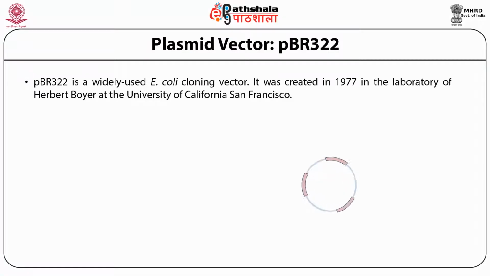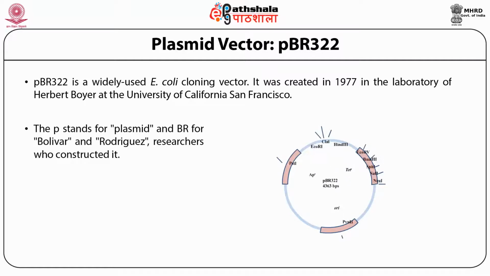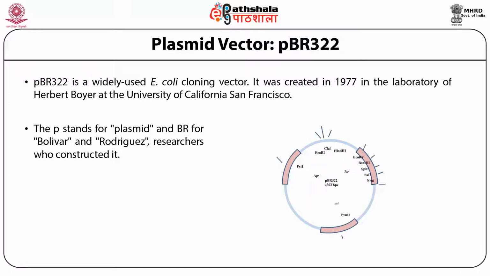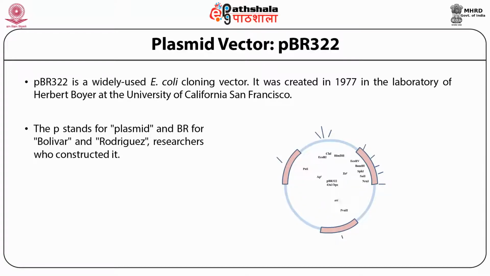pBR322 is a widely used E. coli cloning vector, that is a plasmid vector. It was created in 1977 in the laboratory of Herbert Boyer at the University of California, San Francisco. The p stands for plasmid and BR for Bolivar and Rodriguez, researchers who constructed it. You can see here the various restriction sites, the origin of replication, and the resistance gene for ampicillin. It has the origin ORI in its structure.